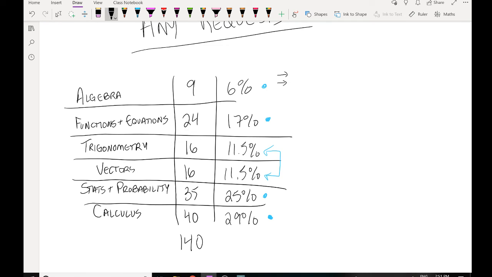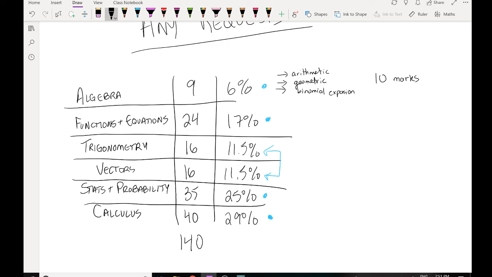Under algebra, you can basically assume that you'll see something arithmetic in some capacity, something geometric in some capacity, and a binomial expansion. And that'll cover those topics. I think that's a fair assumption for any student going into the exam. Now, for 180 marks, what is 6%? You would assume that 10 marks will be devoted to this category.